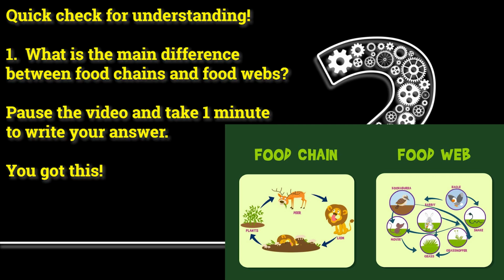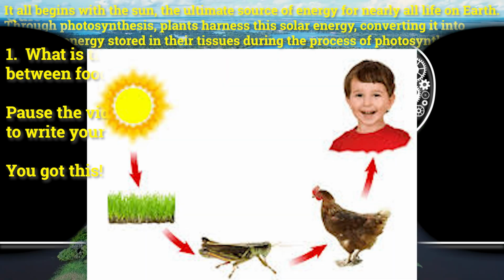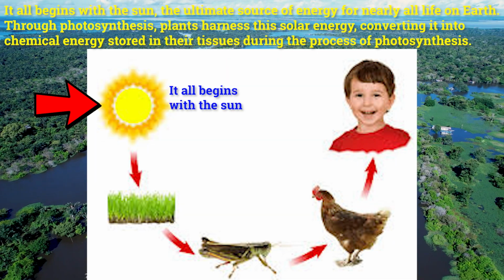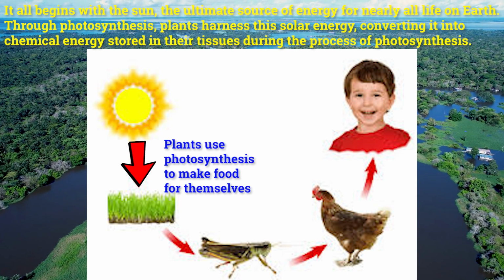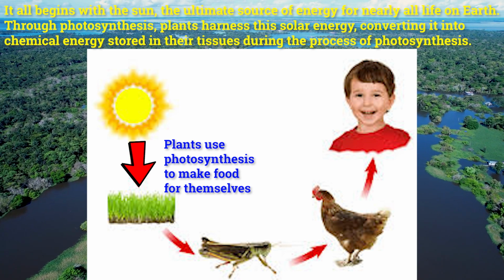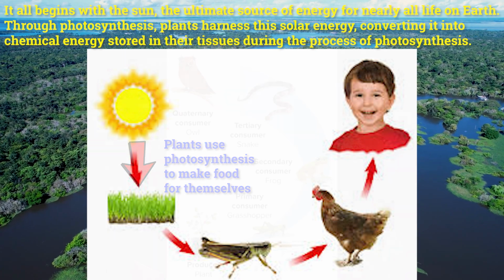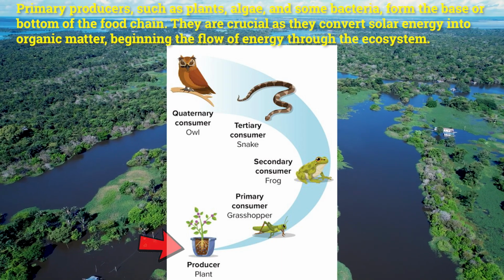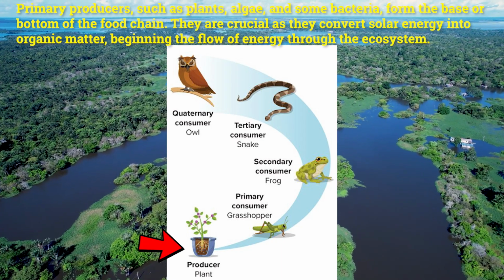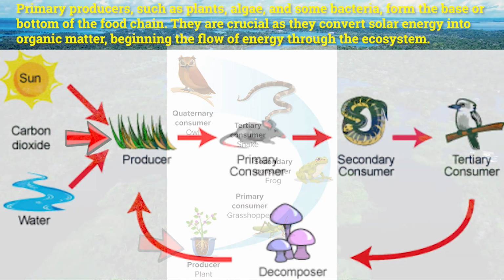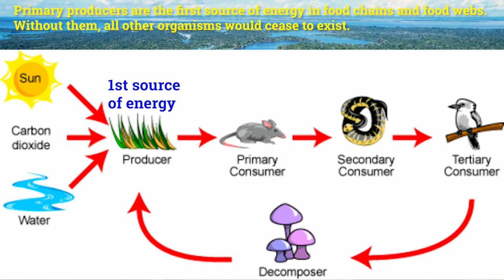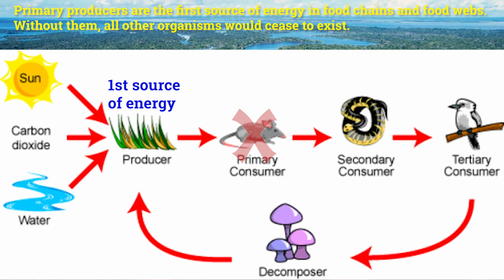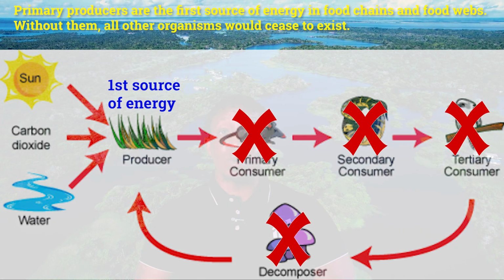Now let's see where all energy on life originates from. It all begins with the sun, the ultimate source of energy for nearly all life on Earth. Through photosynthesis, plants harness the solar energy from the sun, converting it into chemical energy stored in their tissues during the process of photosynthesis. Primary producers such as plants, algae, and some bacteria form the base or bottom of the food chain. They are crucial as they convert solar energy into organic matter, beginning the flow of energy through the ecosystem. Primary producers are the first source of energy in food chains and food webs. Without them, all other organisms would cease to exist.